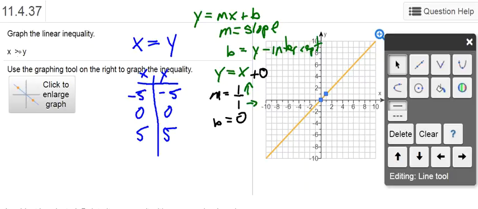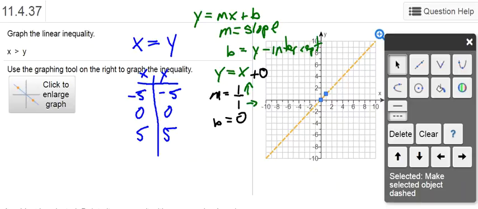Now, I've got a greater than, so I know it's going to be a dashed line. So I change it to dashed. Remember, greater than or less than, it'll be a dashed line. The boundary line is not included then. Greater than or equal to, less than or equal to, I've got a solid line. The boundary line is included.